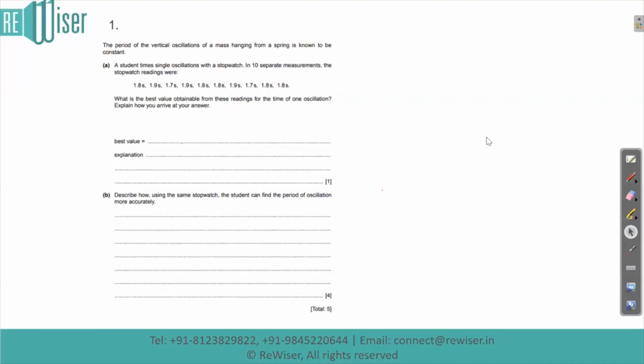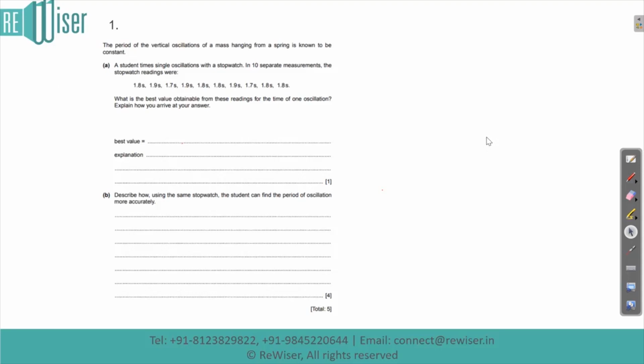Question 1. The period of vertical oscillation of mass hanging from a spring is shown to be constant. It is known to be constant.